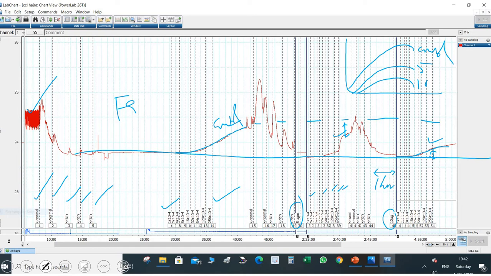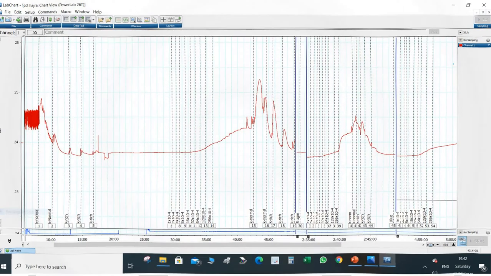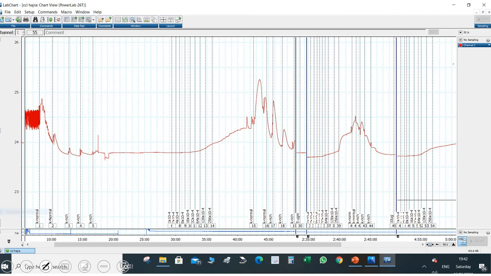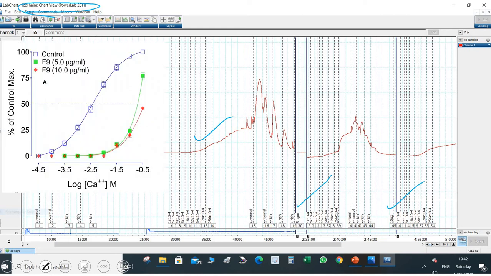So if we proceed, what happens? You see, these are the graph tracings of one of our MPhil students. These are the normal control response. This is in the presence of 5 microgram of F9 molecule, and this is in the presence of 10 microgram. And very interesting are these curves when we plot this in the graph transducer.